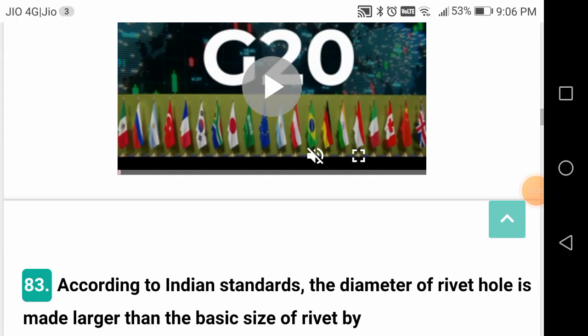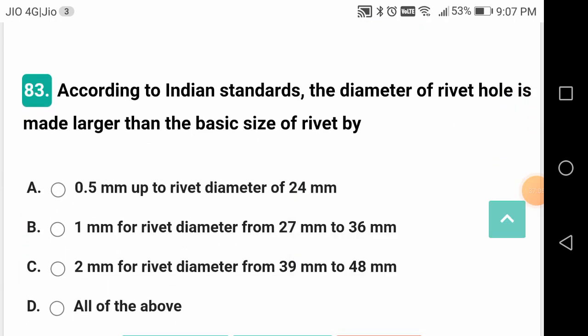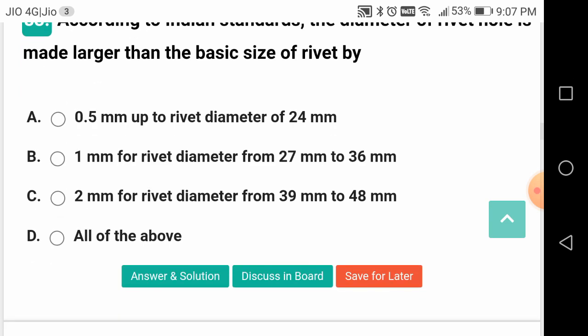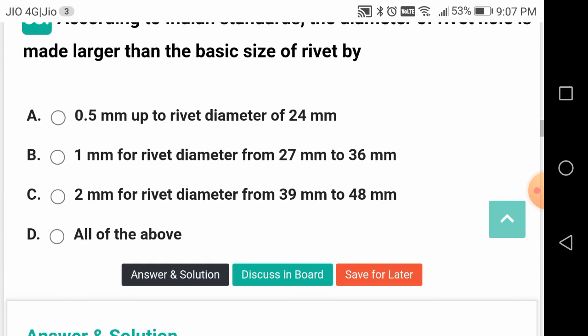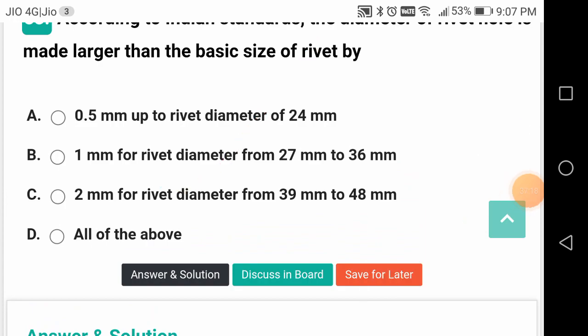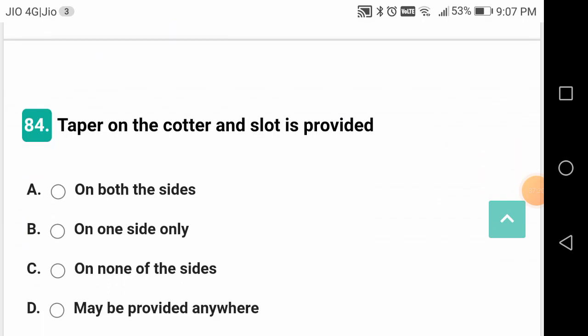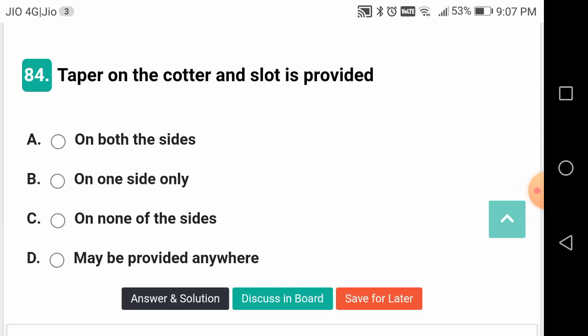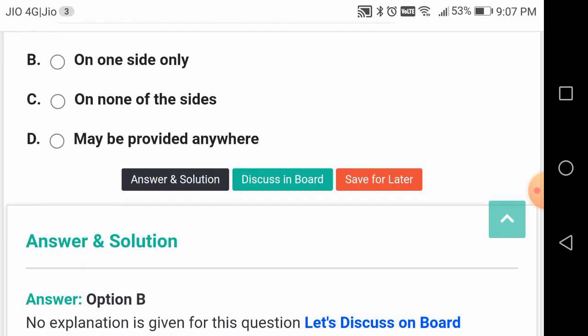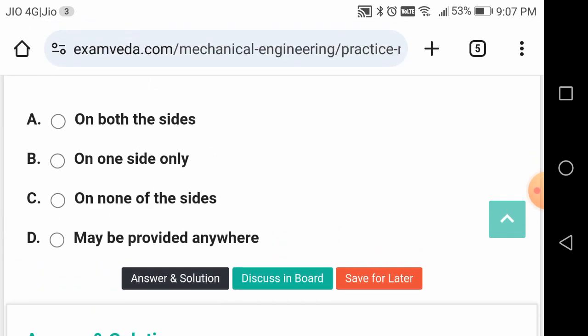So, please remember them. According to Indian standards, the diameter of a rivet hole is made larger than the basic size of the rivet by how much? By 2 mm for rivet diameter between 39 mm to 48 mm. Taper on the cotter and slot is provided on both sides or one side? It is on one side only.